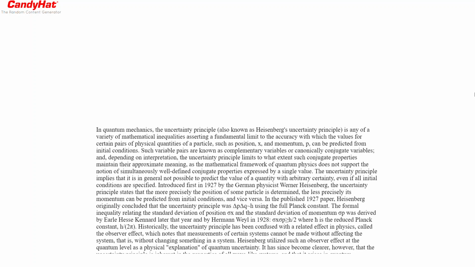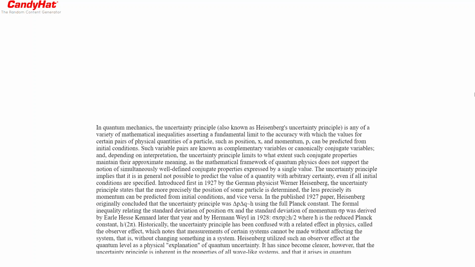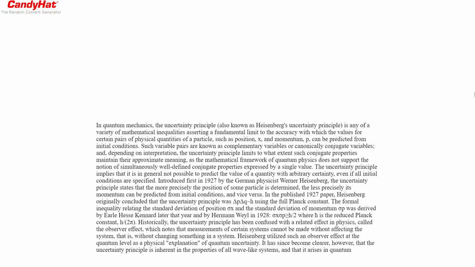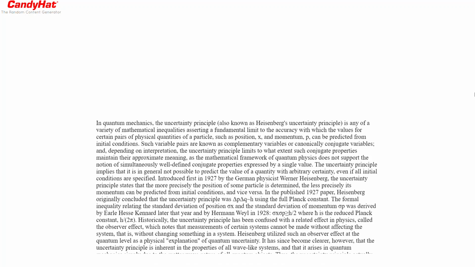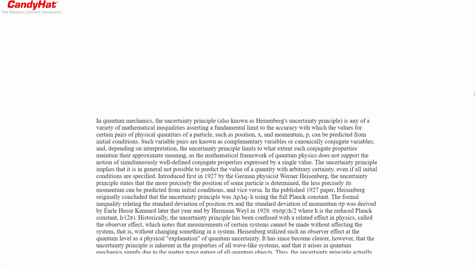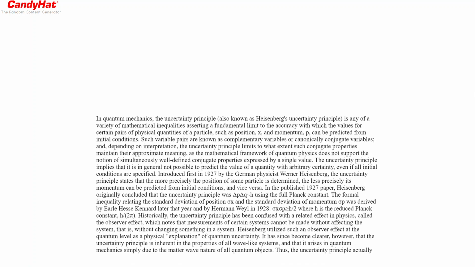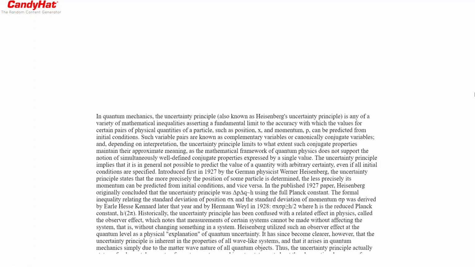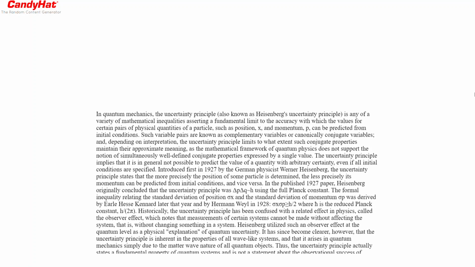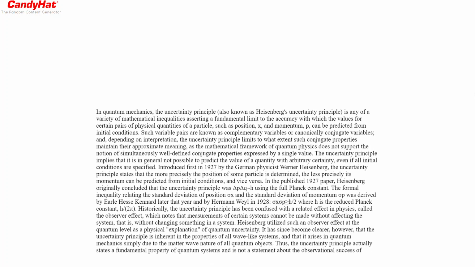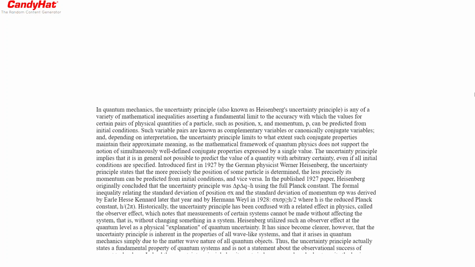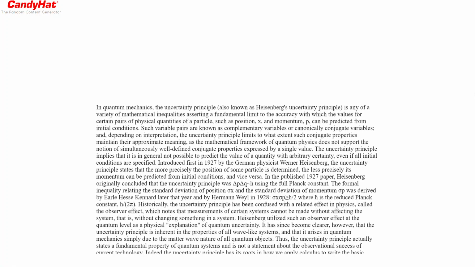Historically, the uncertainty principle has been confused with a related effect in physics, called the observer effect, which notes that measurements of certain systems cannot be made without affecting the system, that is, without changing something in a system. Heisenberg utilized such an observer effect at the quantum level as a physical explanation of quantum uncertainty.